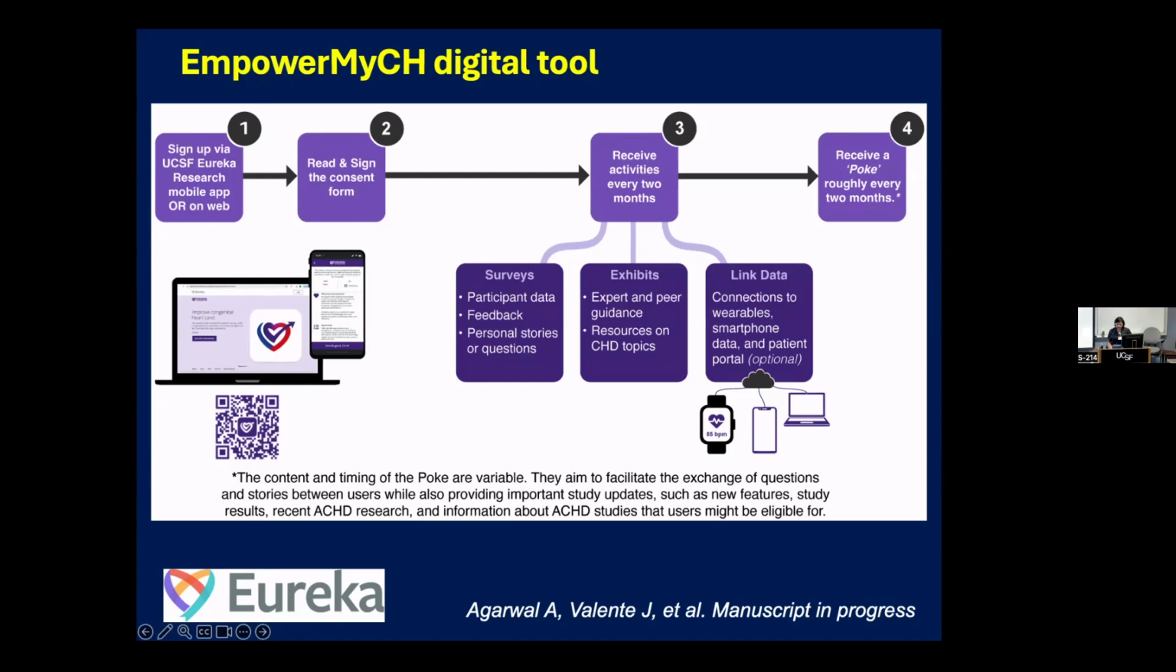The participants receive the Empowerment CH activities every 2 months. The activities include surveys, exhibits, as well as linkages to wearables or the patient portal. We also have a feature that we labeled as Poke, which is a way for us to engage participants. These are just small content messages, and their content is very variable. The timing of the pokes is also variable, but they go every other month. The content could include patient stories, fun facts, study updates, other research studies that might be going around, and other kinds of information.